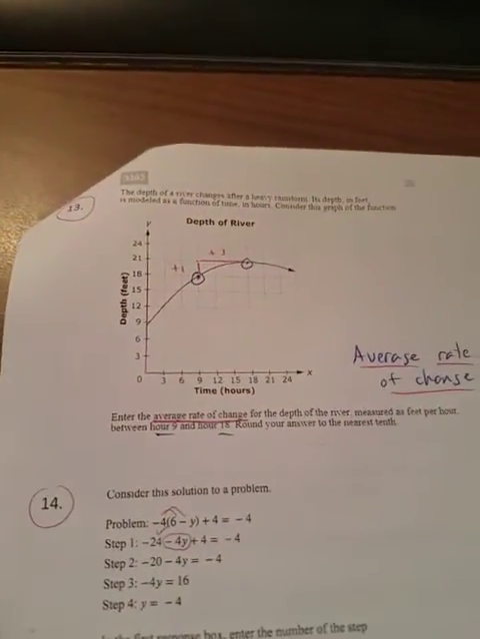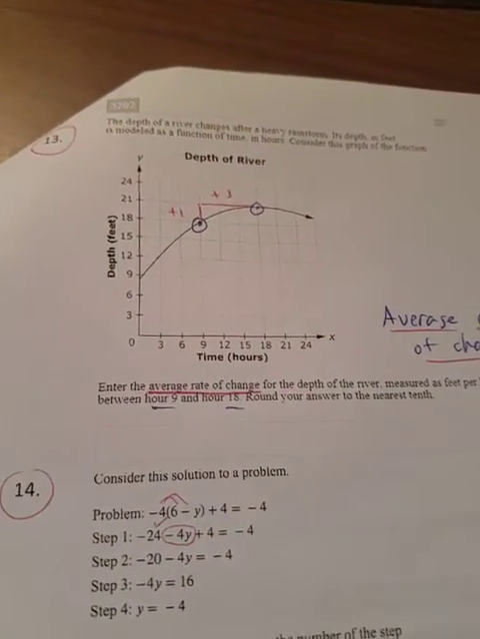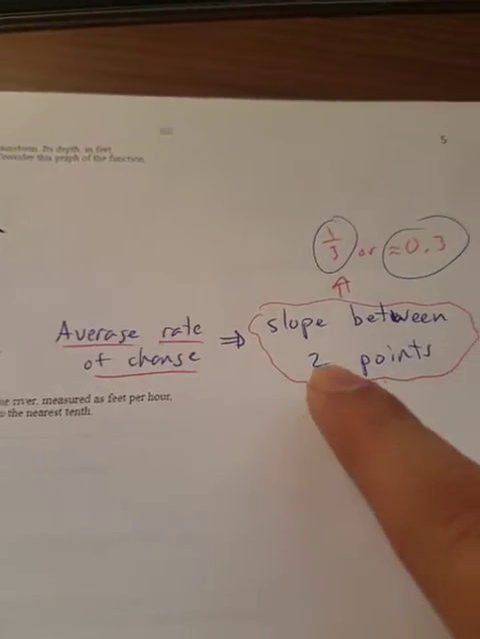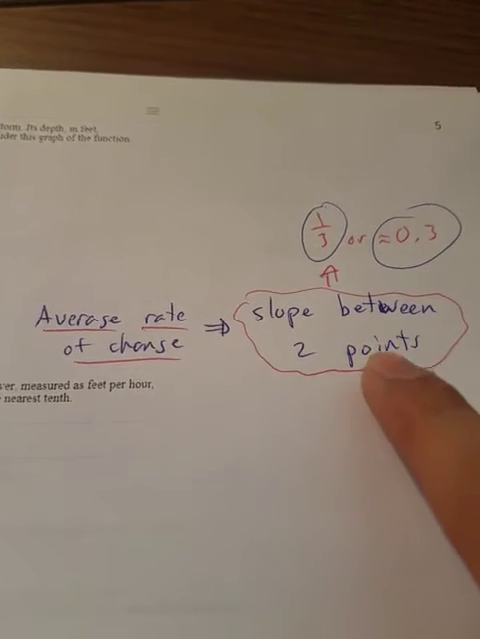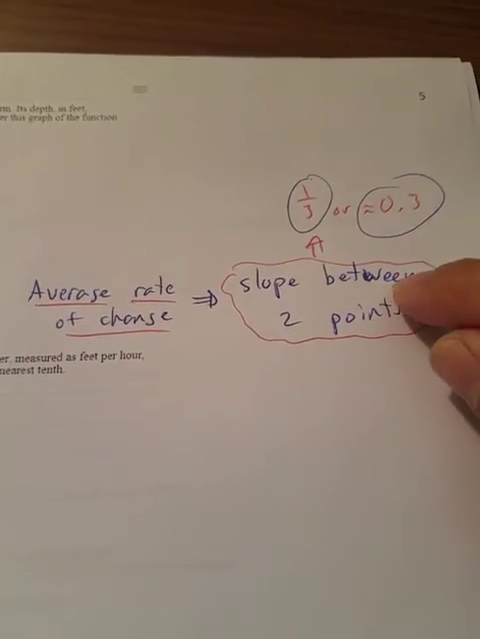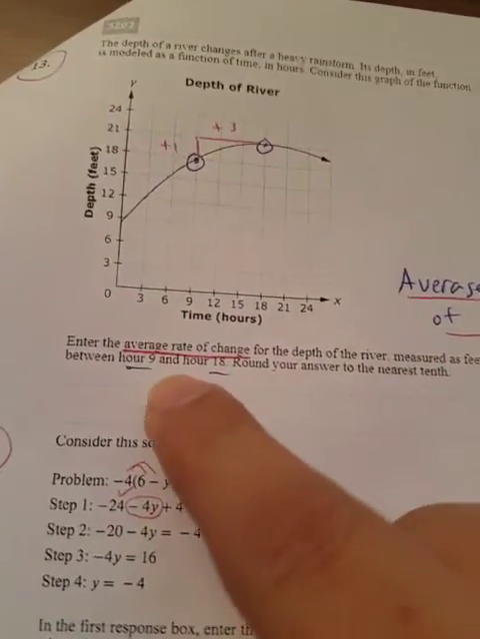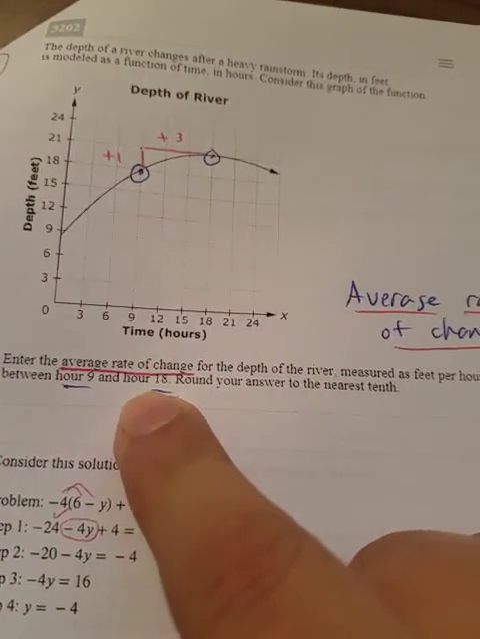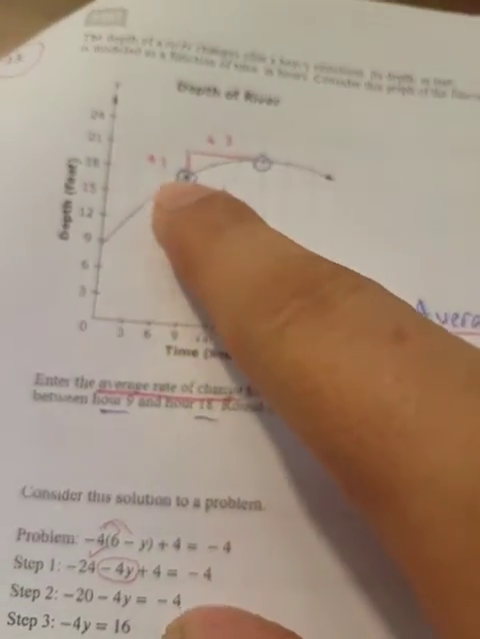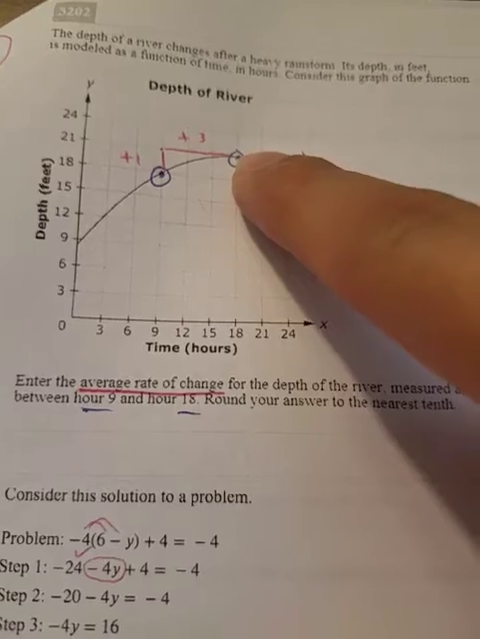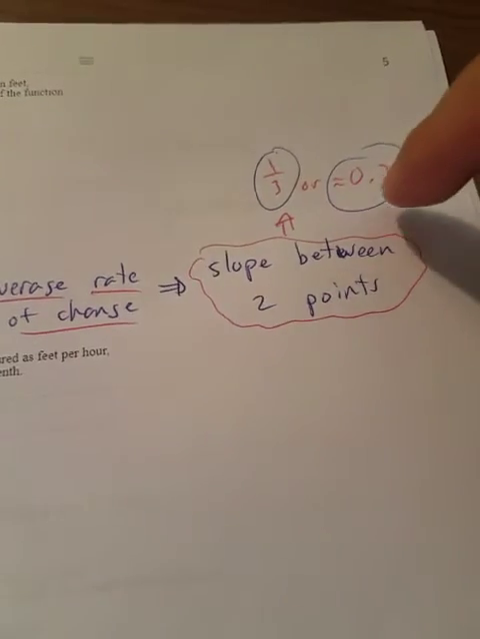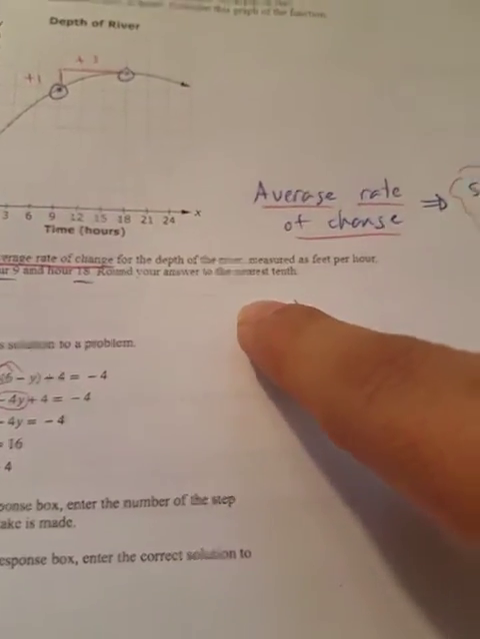So for the first one, every time they're asking you for an average rate of change, the main thing is this: your average rate of change is just another way of saying getting the slope between 2 points. Now that's key. Make sure you understand rate of change. Oh, okay, they want me to find a slope between 2 points. And since here they said from hour 9 to 18, you go here from 9, and that matches that. 18, that matches that. The slope, rise over run, 1/3 or 0.3. And the nearest tenth would be 0.3.